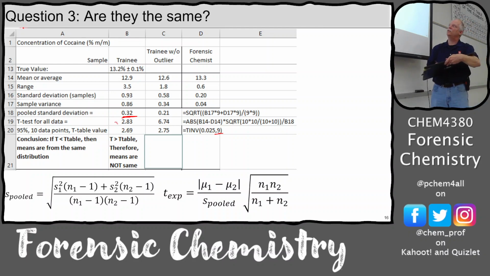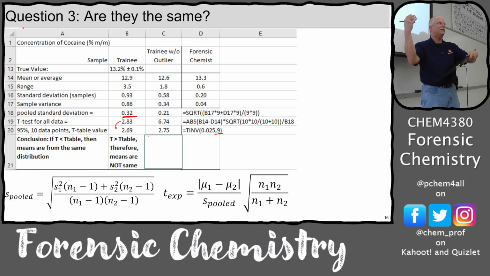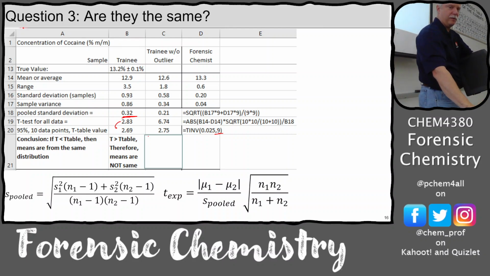So our t is greater than the t-table or t-critical. Therefore, the means are not the same. So that's dramatic. It's saying that they have a different enough answer that they're not getting the same answer. Right? They analyzed the same sample from the same population, but statistically, it looks like it's 2 different populations. It's 2 different seizures.